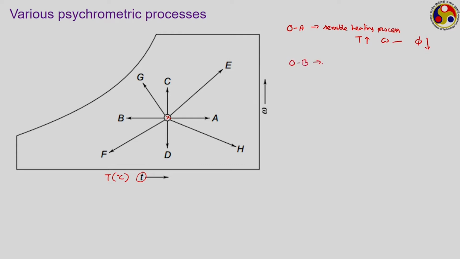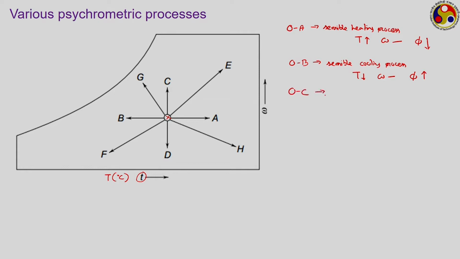Similarly, O to B, this process during which temperature decreases and omega remains the same. So, it is a sensible cooling process during which the temperature decreases, again omega remains the same, and relative humidity, what will happen to that? Now, we are moving towards the saturation curve, so relative humidity will increase.